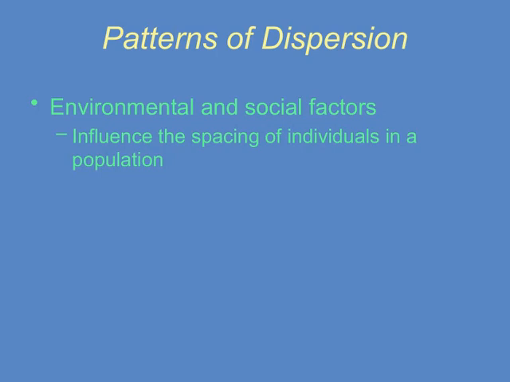Let's take a closer look at patterns of dispersion. As we've discussed, environmental and social factors play a crucial role here. These factors influence how individuals are spaced within a population. For example, resources like water, food, or shelter can cause animals to cluster together or spread apart. Social behaviors, such as territoriality or mating habits, also impact how populations are arranged in space. Recognizing these patterns helps us understand the broader dynamics of populations and how they adapt to their environment. So, by examining these influences, we gain a better picture of how living things organize themselves in their habitats.